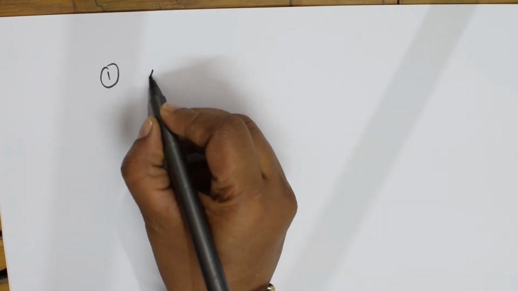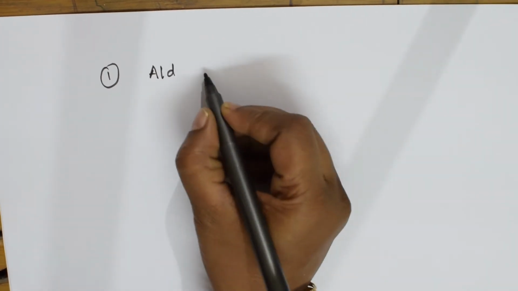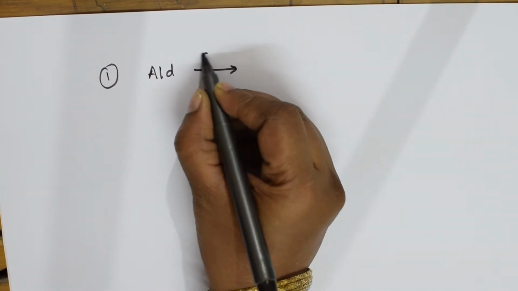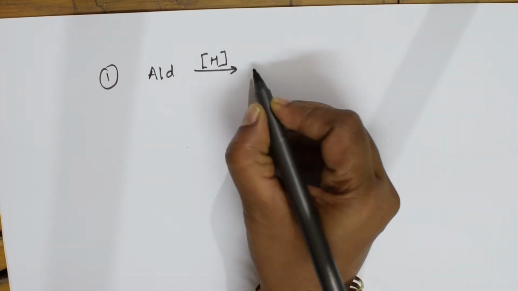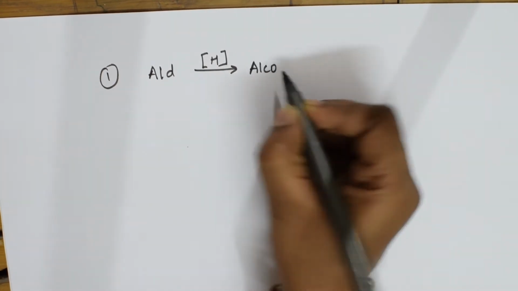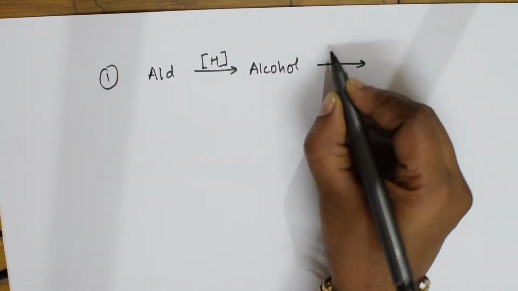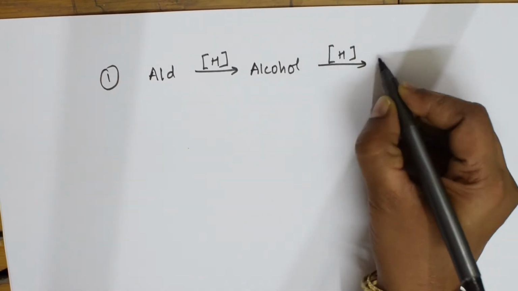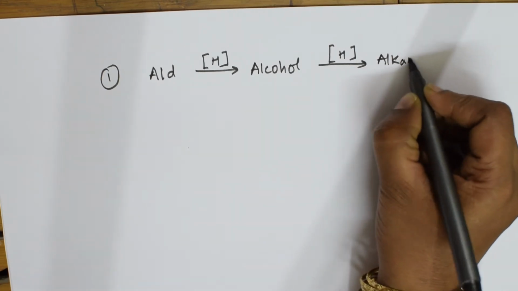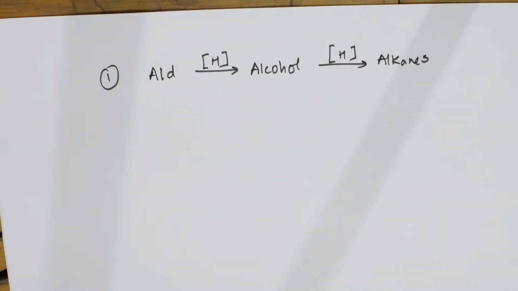Now the first one, remember always, aldehydes on reduction. In reduction we put the addition of hydrogen. So remember, aldehydes on reduction give alcohols. Alcohols, what will happen on reduction? Alcohols will always give alkanes. Remember this is the sequence.